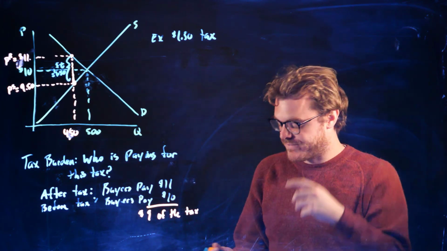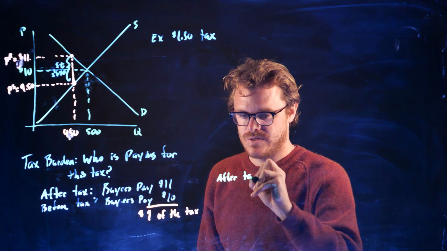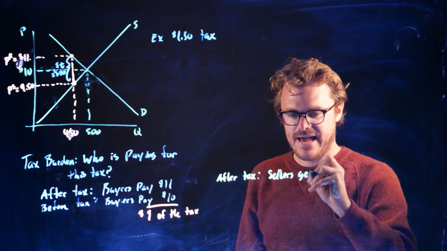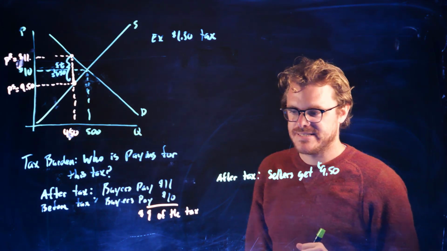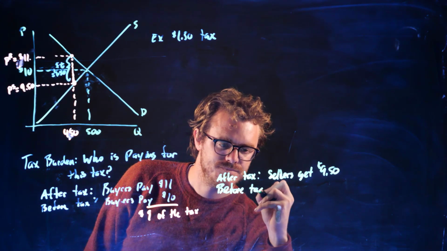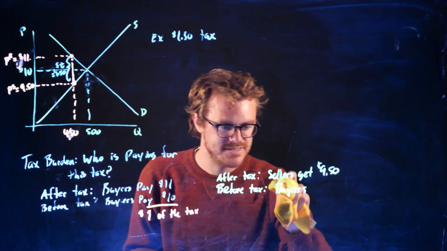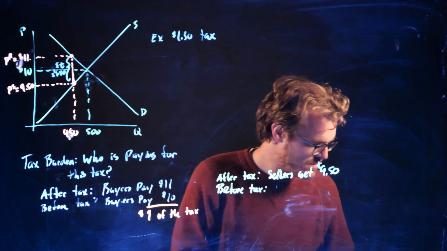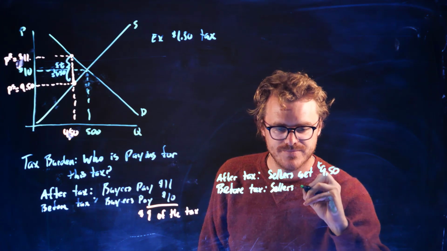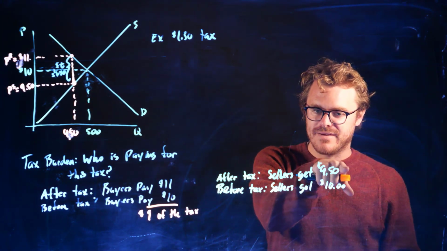Now we could use the same logic for the sellers. After the tax, sellers get $9.50 every time they sell a pizza. And before the tax, the sellers got $10. Well, now they're getting 50 cents less.